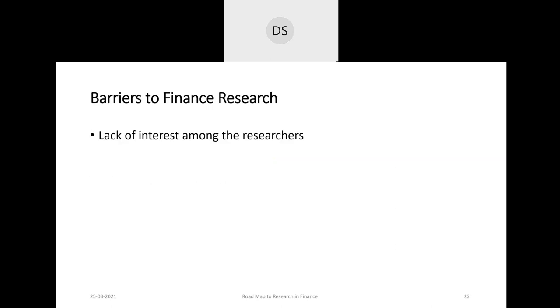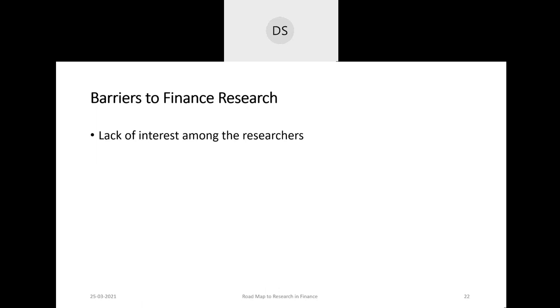Finally, we will be discussing the barriers to finance research in the context of developing nations. One is the lack of interest among the researchers. This interest aspect is a very important ingredient for the development of finance research.